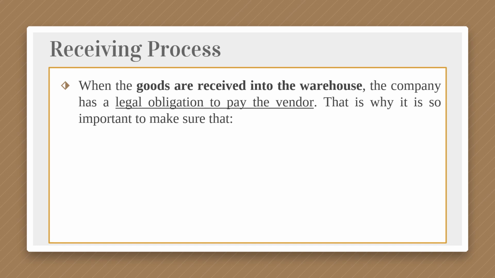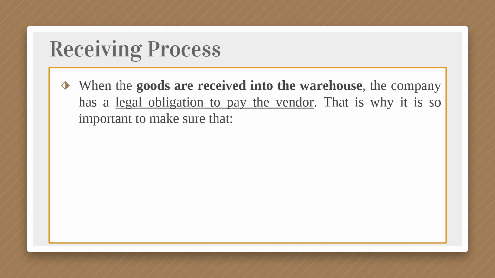When the goods are received into the warehouse, the company has a legal obligation to pay the vendor. This is what we call the transfer of ownership of the item. So when we receive it, it means these items now belong to the company, and the company has the right to use these received items.